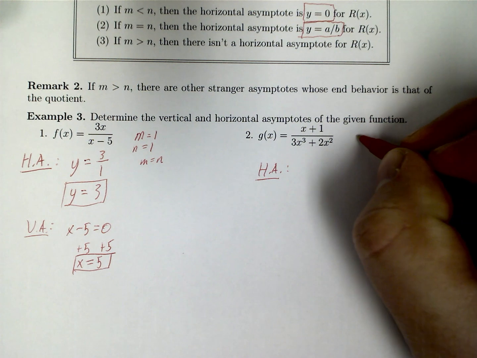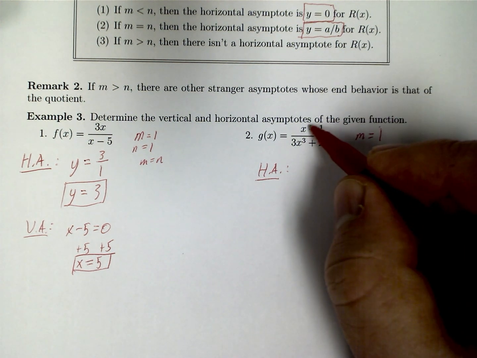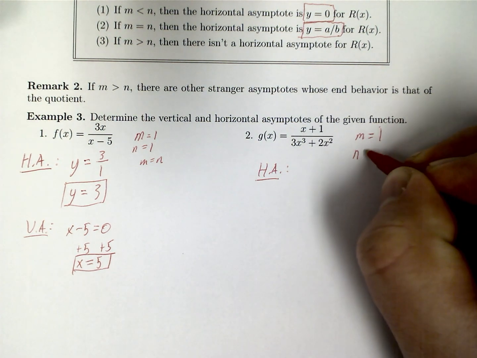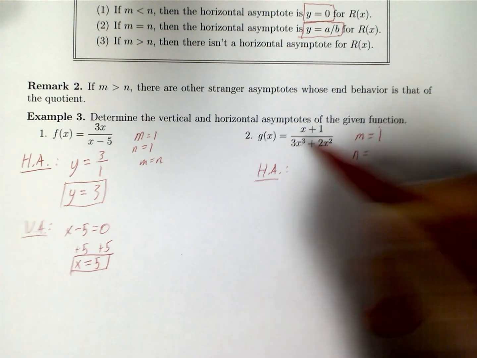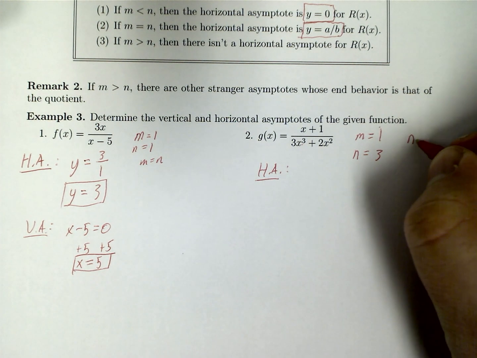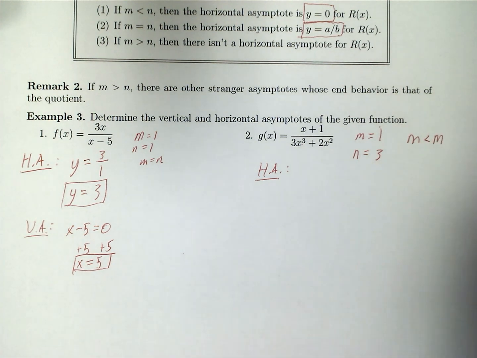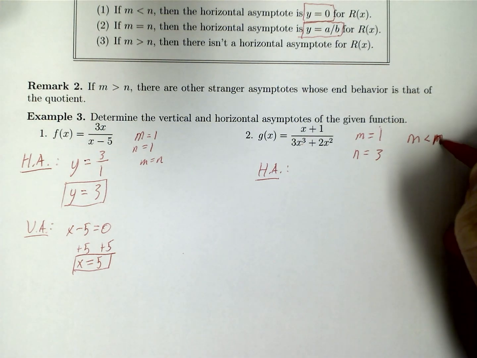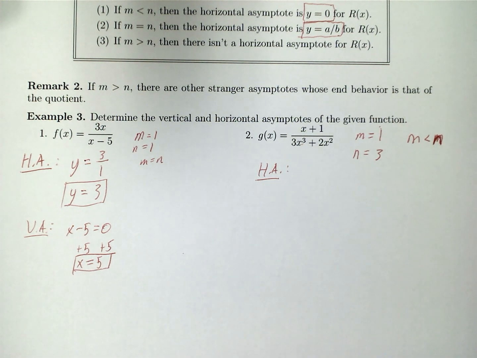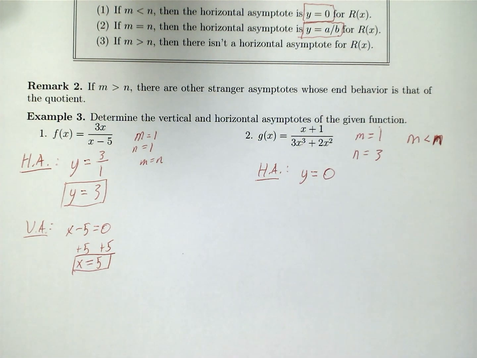But here, in the top, m is of degree 1. Again, that's the exponent. And in the denominator, n equals 3. Again, that's the exponent there, not the coefficient. And since m is strictly less than n, so the degree of the numerator is less than the degree of the denominator, excuse me, that should be an n, then we have a horizontal asymptote of y equals 0. That's it.